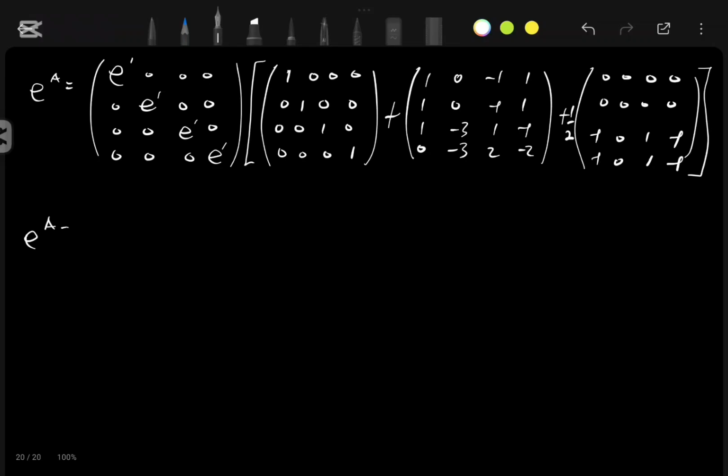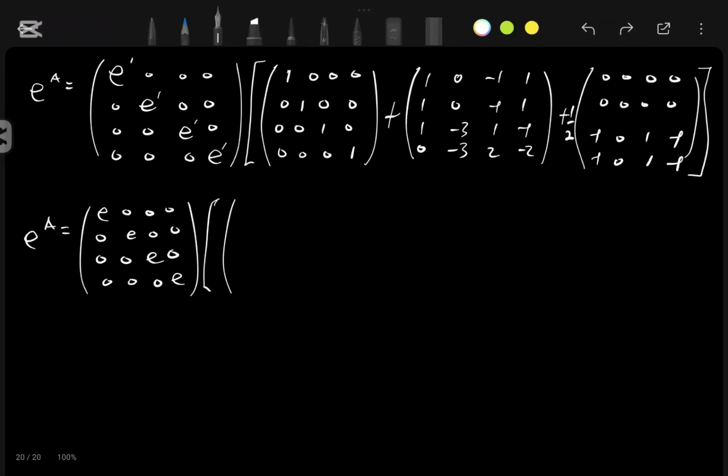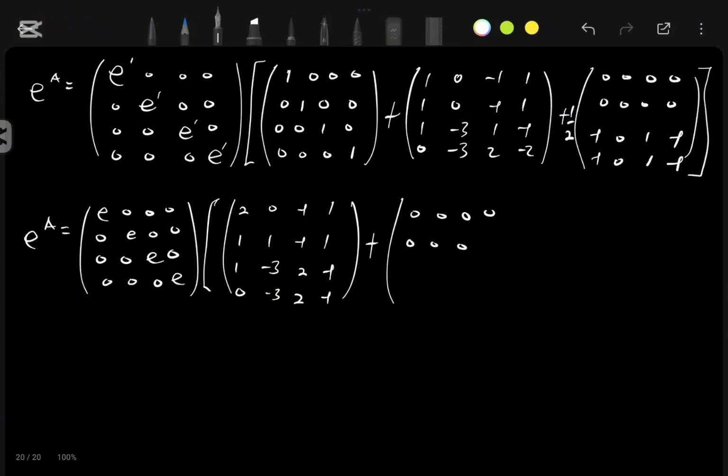so e to the power A is e on the diagonal with zeros elsewhere, multiplied by, we have 2, 0, minus 1, 1, 1, 1, minus 1, 1, 1, minus 3, 2, minus 1, and 0, minus 3, 2, minus 1, plus we have 0, 0, 0, 0, 0, 0, 0, 0, minus 1 over 2, 0, 1 over 2, minus 1 over 2, minus 1 over 2, 0, 1 over 2, minus 1 over 2.